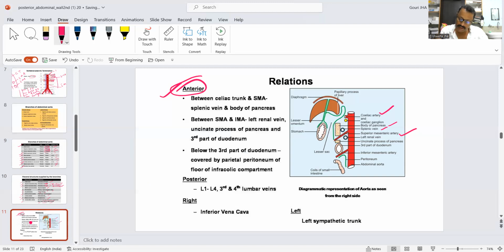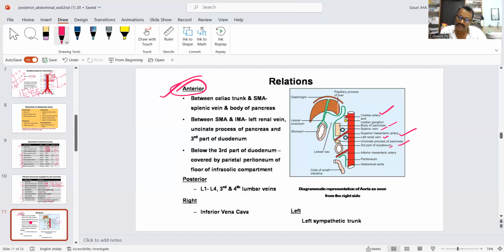Now we talk about the anterior relation between the superior mesenteric artery and the inferior mesenteric artery. The first one is the renal vein, then we have the uncinate process of the pancreas, and the third part of the duodenum also. What we have seen is that the superior mesenteric artery is passing through the pancreas, and this can be understood by this picture: the superior mesenteric artery is lying between the body of the pancreas and the uncinate process. So above the superior mesenteric artery we have the body of the pancreas, and below it we have the uncinate process.